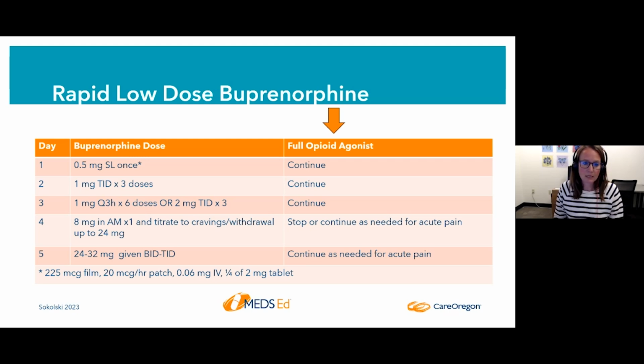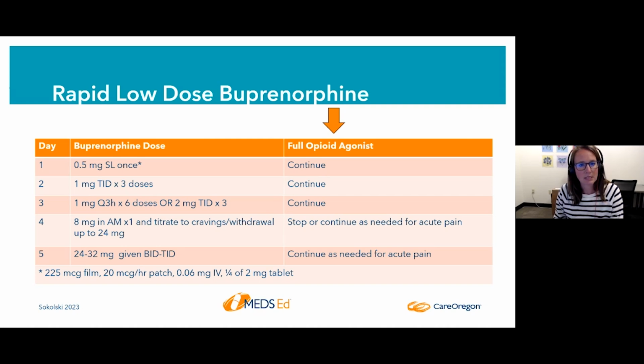I do really like to point out that it is important to continue that full opiate agonist until you get to that 8 milligram blocking dose. All of the other doses of buprenorphine before are subtherapeutic, so will not treat their withdrawal symptoms. And so making sure that there's some type of full opiate agonist in the background. Once you get to that 8 milligrams, then whatever opiate agonist that you're using can go away. You don't need that. If they are admitted or they're on full opiate agonist for acute pain needs, those can certainly be continued still, but whatever opiate you're using to treat the withdrawal can go away after 8 milligrams.